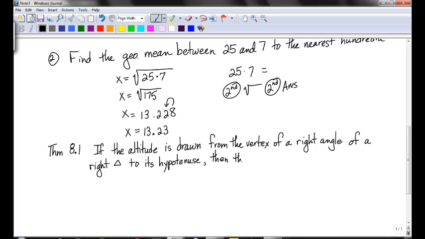the two triangles formed are similar. Remember, the symbol for similar is this. If it's got the two lines underneath it, it's congruent. So these are similar to the given triangle and to each other.